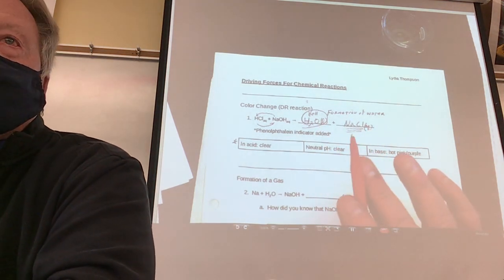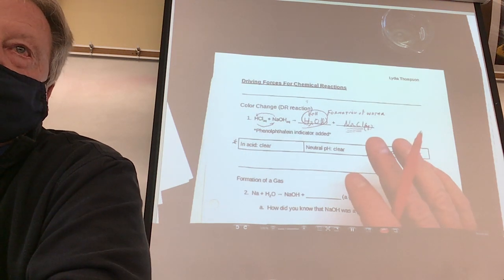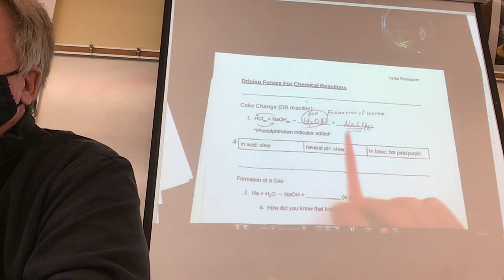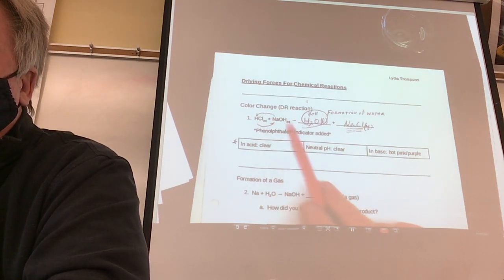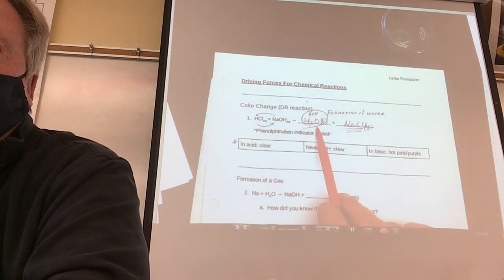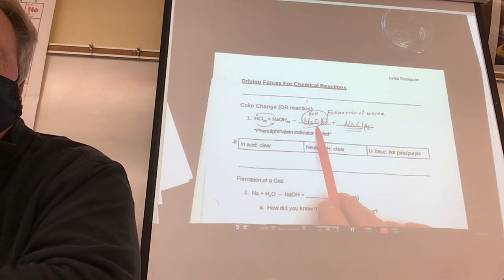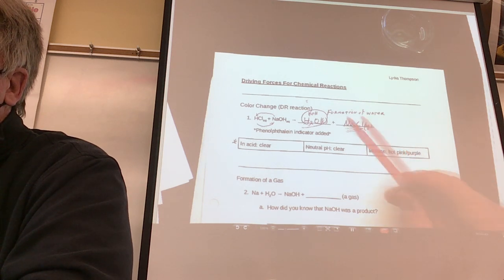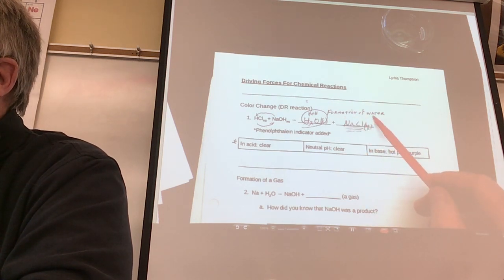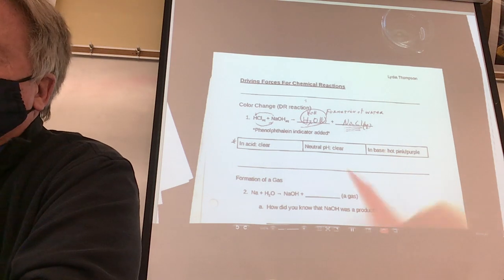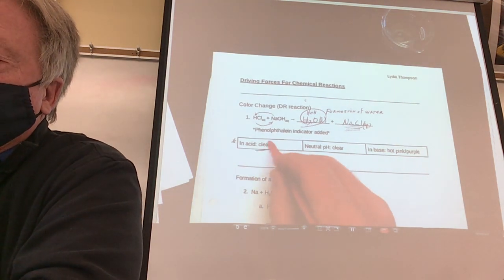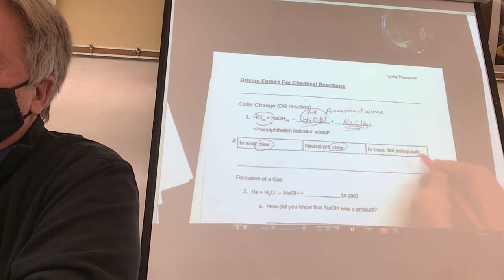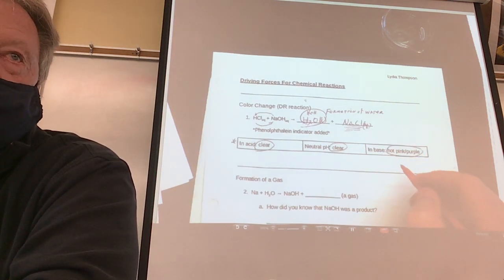Now, what was the driving force? What is it that scientists think caused this reaction to take place? Whenever two things react and they produce water, it's called the formation of water. When water is one of the products, it tends to make the reaction take place. So the driving force was the formation of water. Okay, and don't forget that phenolphthalein in an acid is clear. If it's pH neutral, it's clear. The only time phenolphthalein changes is when it's in a base situation, okay?